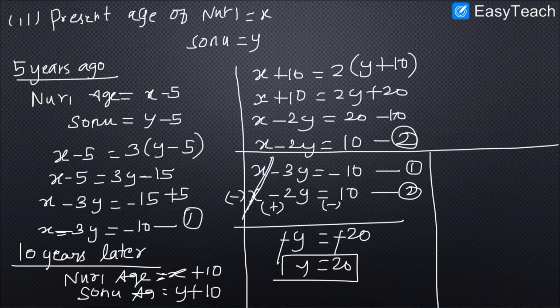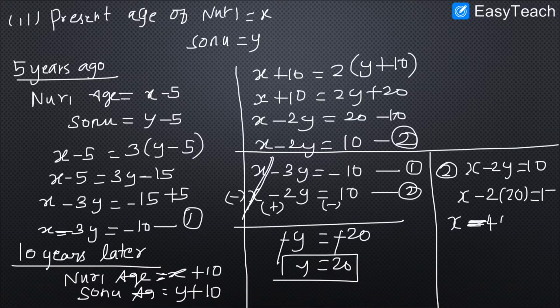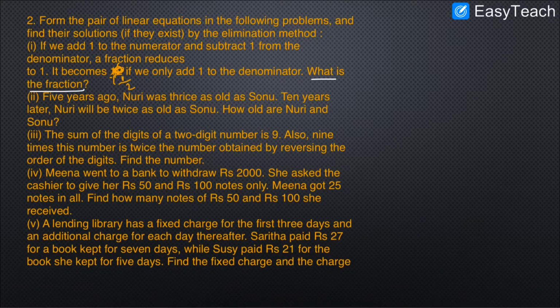Let's substitute in equation 2 or 1. Okay, equation 2: x minus 2y equals 10. So x minus 2 into 20 equals 10. So x minus 40 equals 10, so x equals 50. So Noori's age is 50 and Sonu's age is 20.